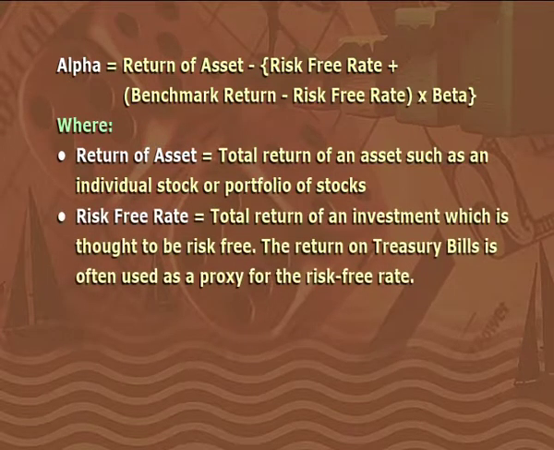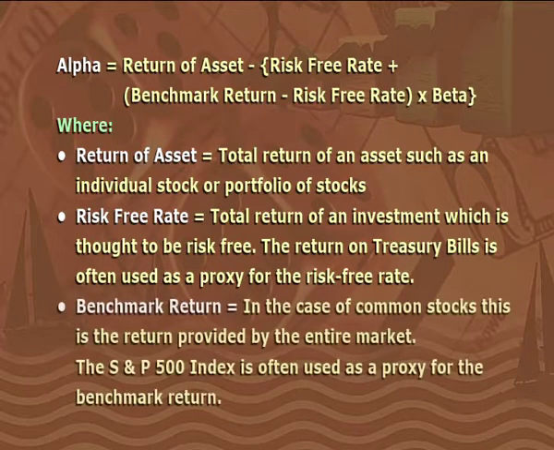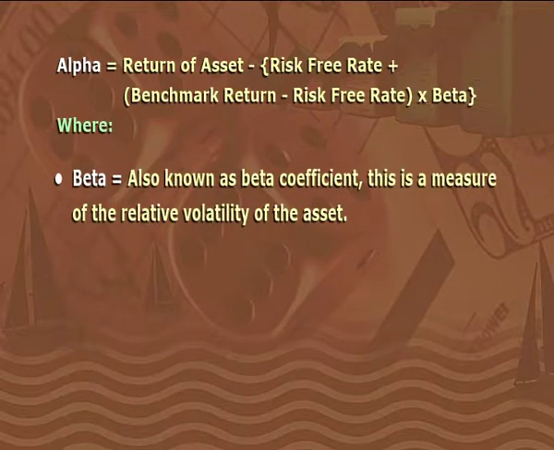Risk-free rate is equal to total return of an investment which is thought to be risk-free. The return on treasury bills is often used as a proxy for the risk-free rate. Benchmark return is equal to, in the case of common stocks, the return provided by the entire market. The S&P, that is Standard & Poor's 500 index, is often used as a proxy for benchmark return. Beta, also known as the beta coefficient, is a measure of relative volatility of the asset.